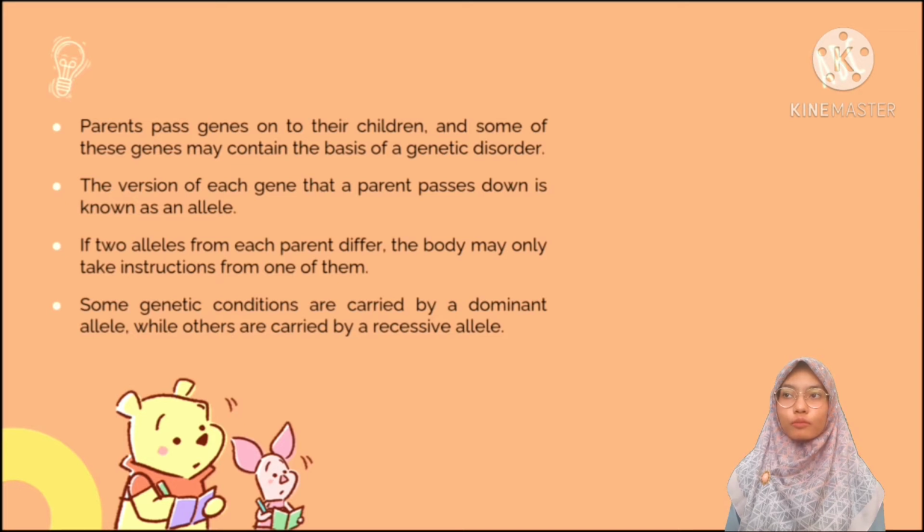If the two alleles from each parent differ, the body may only take instruction from one of them. The allele that the cell takes instruction from is known as the dominant allele. The other is known as the recessive allele. Some genetic conditions are carried by a dominant allele, while others are carried by a recessive allele. Generally, a person will only inherit a particular genetic disorder if they have at least one dominant allele for the disorder or two recessive alleles for the disorder.